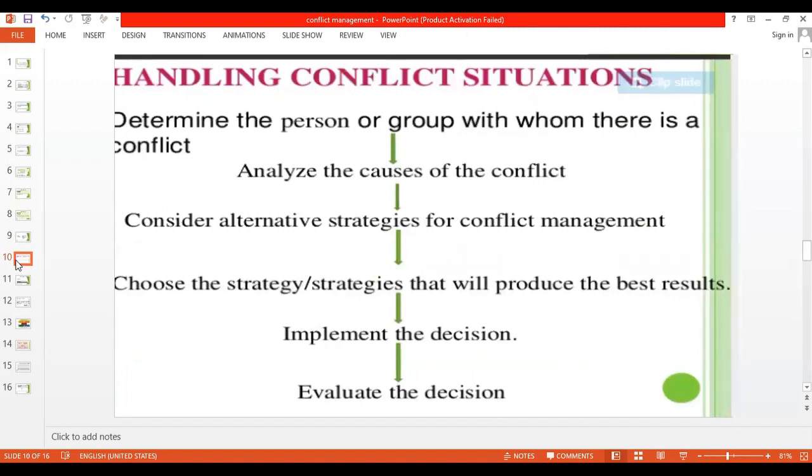So there are steps in handling a conflict situation, and teachers have to be very familiar with this: determine from where the conflict arises, analyze the cause of that conflict, consider alternative strategies for conflict management, choose the best strategy that will produce the best result, implement the decision, and evaluate the decision again.